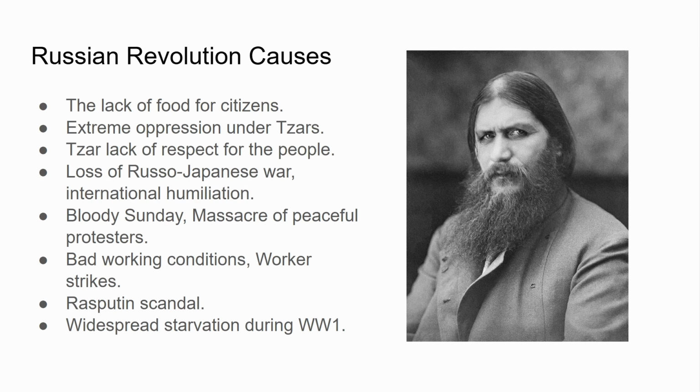Then, to try and fix this and incite mass patriotism among the Russian people, the Tsar declared war on the Japanese. But they lost the war, which infuriated the Russian people. Then there was the massacre of peaceful protesters in February, known as Bloody Sunday, as well as bad working conditions, which led to worker strikes, the Rasputin scandal, and widespread starvation during World War I.